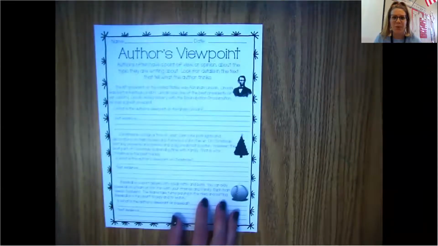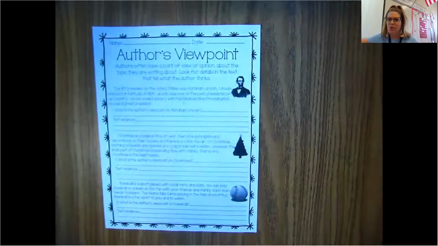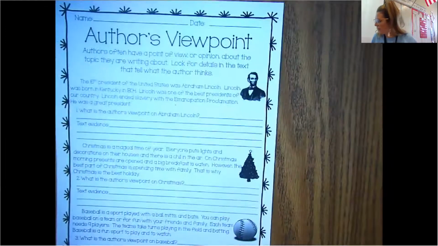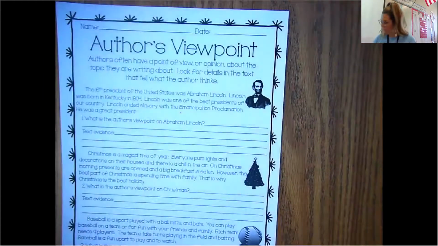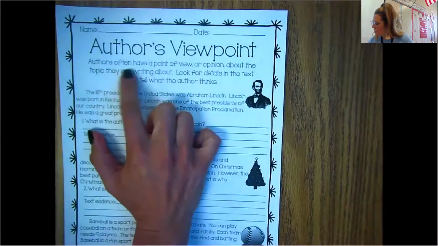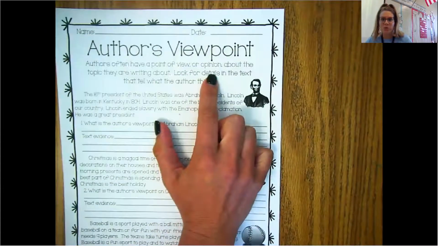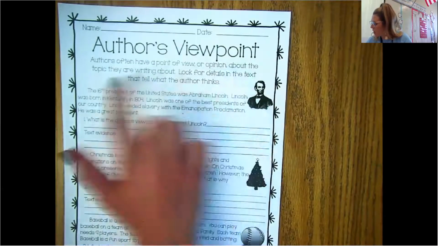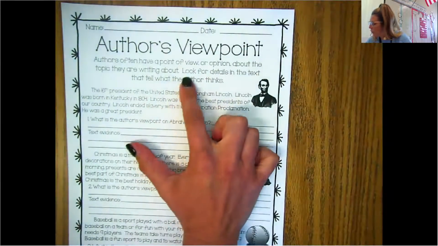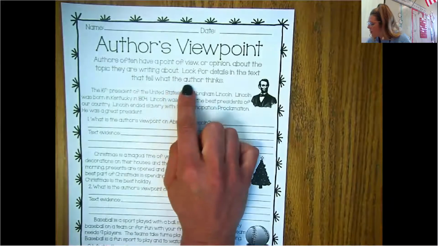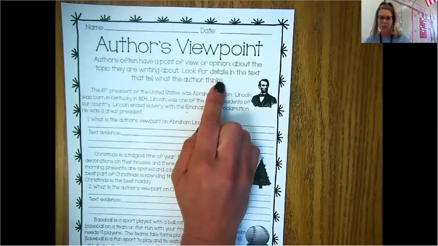All right, so author's viewpoint. Go ahead and read it along with me. Authors often have a point of view or opinion. So remember, that's what they are thinking and what they are feeling about the topic they are writing about. Look for details in the text that tell what the author thinks, okay?